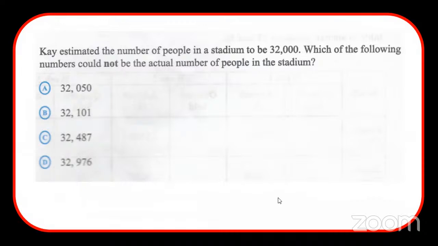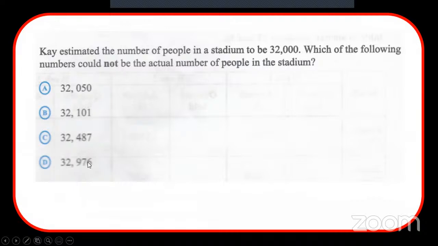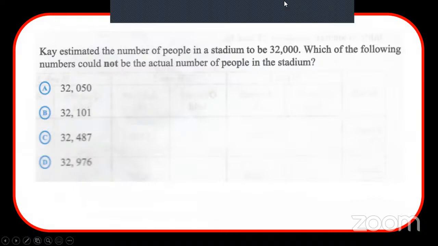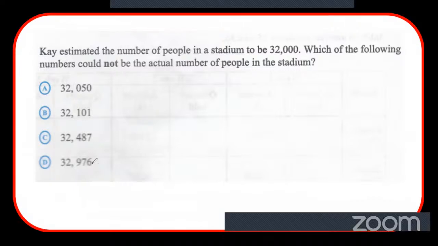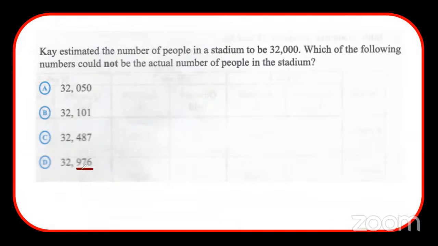This number here, 32,976, is closer to 33,000 than it is to 32,000. And if we were estimating, because when we're estimating, we're also talking about rounding, it means, therefore, that this part here has to be below 500 for it to be estimated as 32,000. And this one does not have that. So D is definitely out.